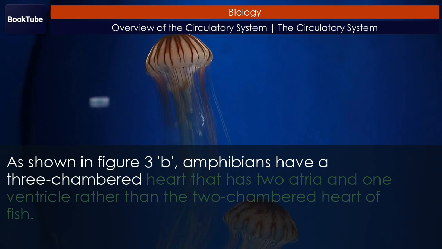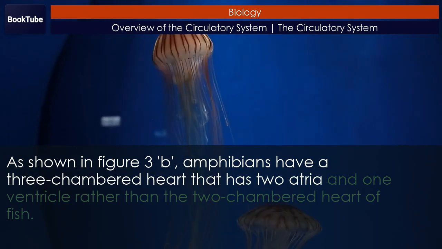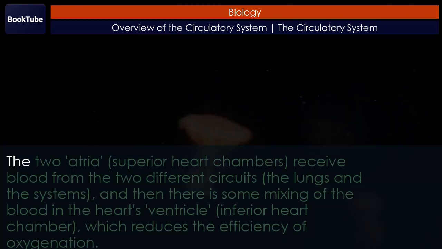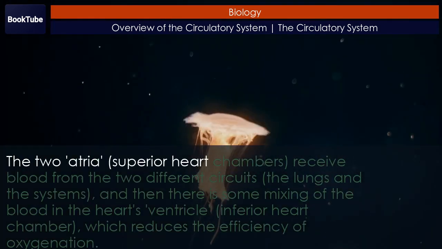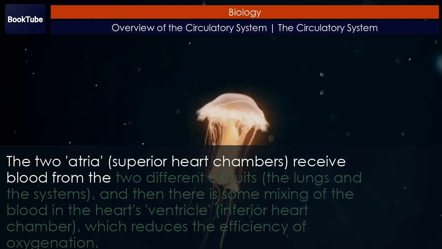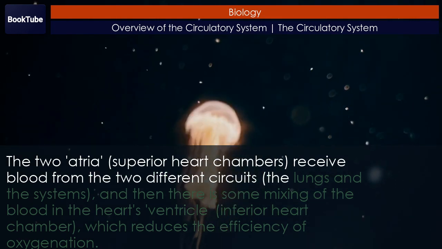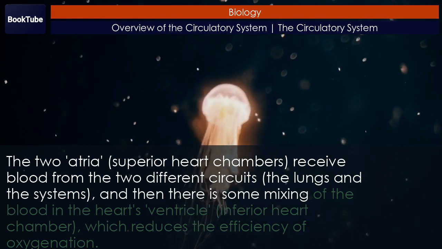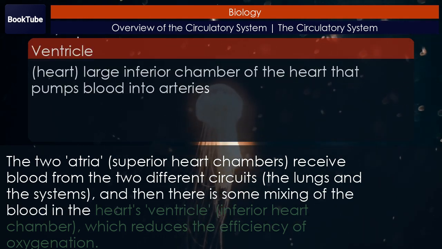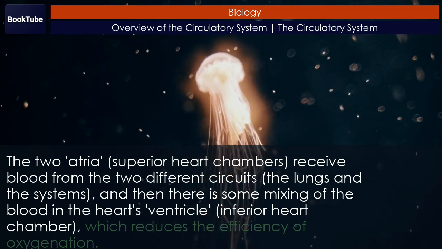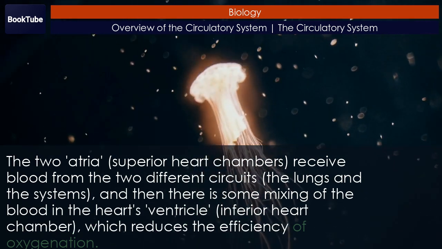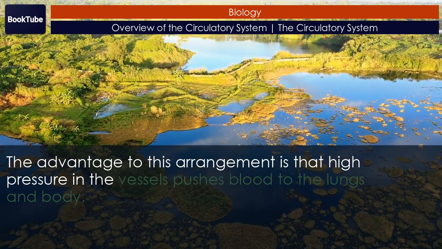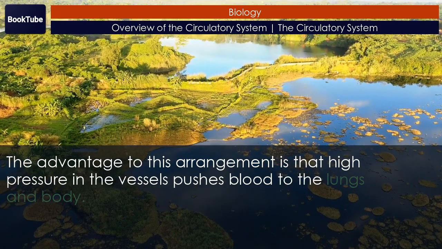Amphibians have a three-chambered heart that has two atria and one ventricle rather than the two-chambered heart of fish. The two atria, superior heart chambers, receive blood from the two different circuits, the lungs and the systems, and then there is some mixing of the blood in the heart's ventricle, the inferior heart chamber, which reduces the efficiency of oxygenation. The advantage to this arrangement is that high pressure in the vessels pushes blood to the lungs and body.